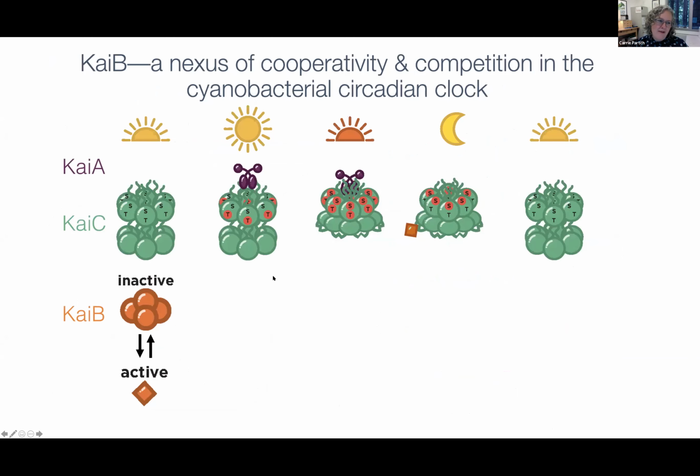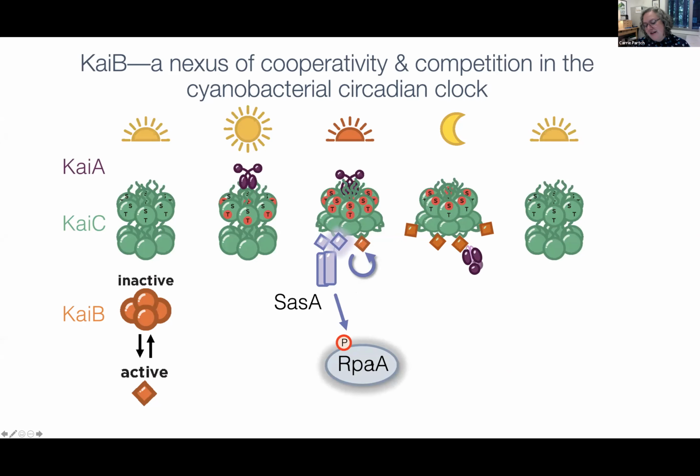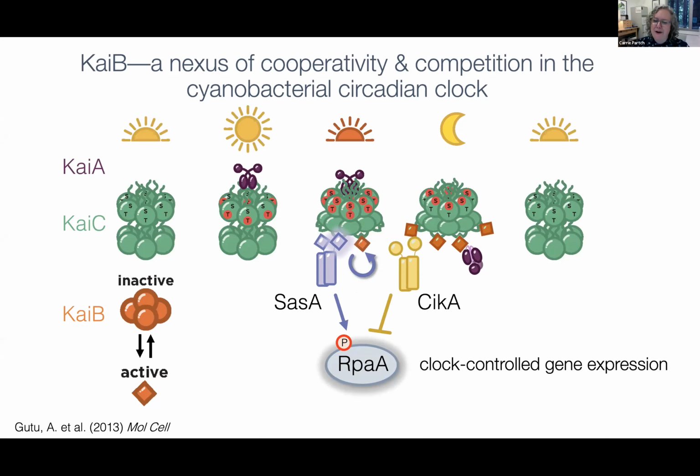So to wrap up, I've told you that there's a concert of protein interactions that happen over the day and the clock. KaiB is cooperatively recruited to KaiC at night, where it sequesters Kai-A. The SAS-A protein docks onto the same interface predominantly at dusk, and we've shown here that it actually works to cooperatively enhance KaiB binding. It also works to communicate information out to the rest of the cell in the environment, and this is counteracted by another histidine kinase.